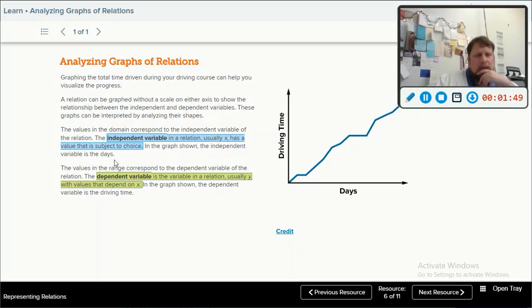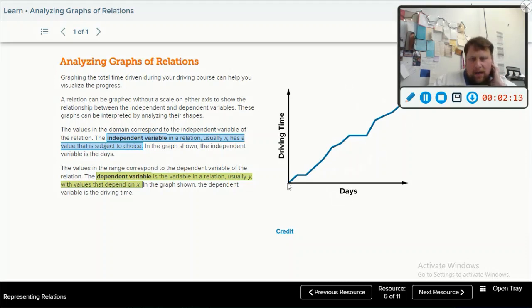So then we have the dependent variable, so that's the independent variable. Days are independent. They don't depend on anything. The dependent variable is the y. So you want to write this down. Dependent variable is the variable in a relation, usually y, with values that depend on x. So if we look at it, the day will determine what our driving time is.